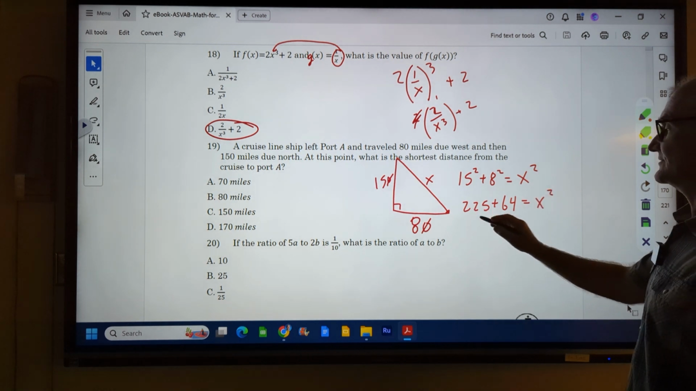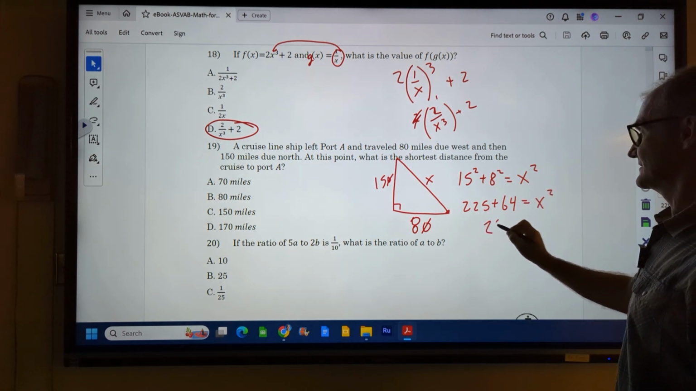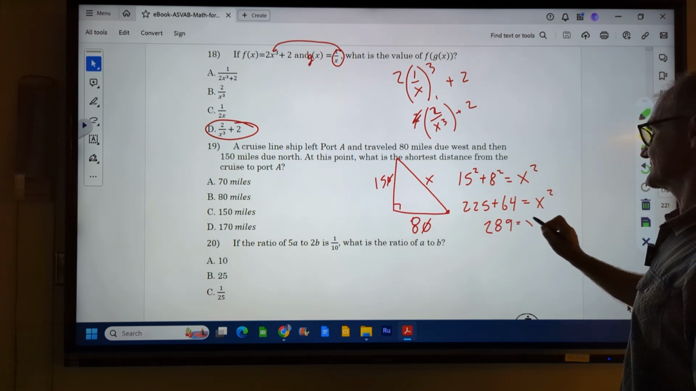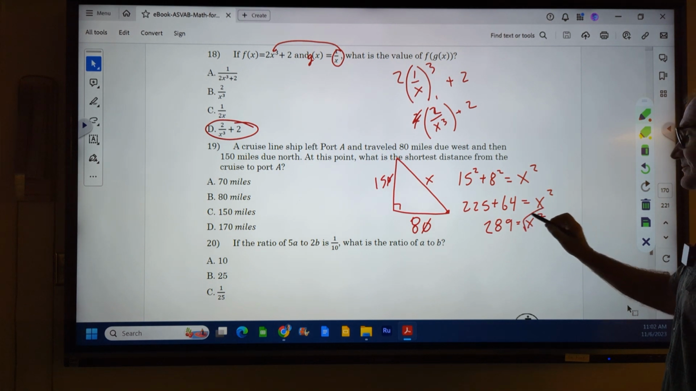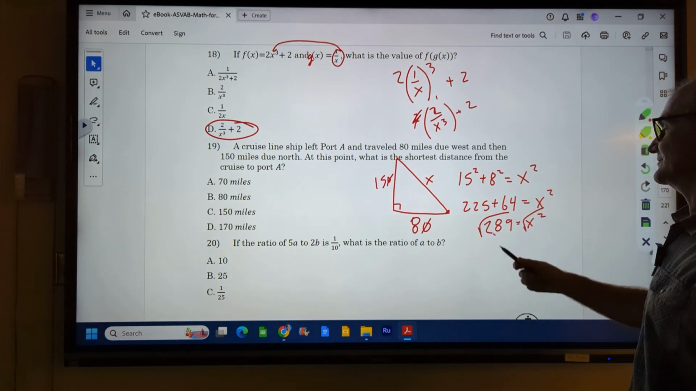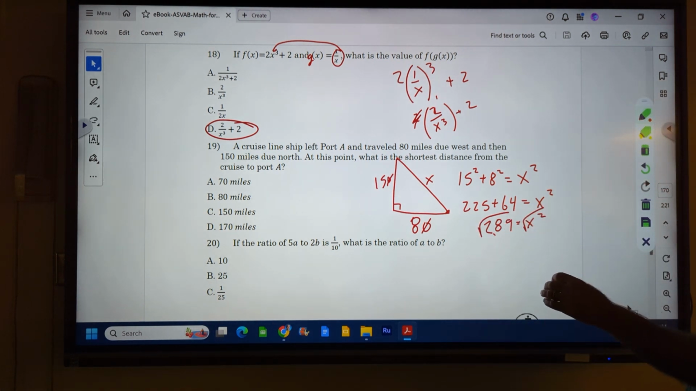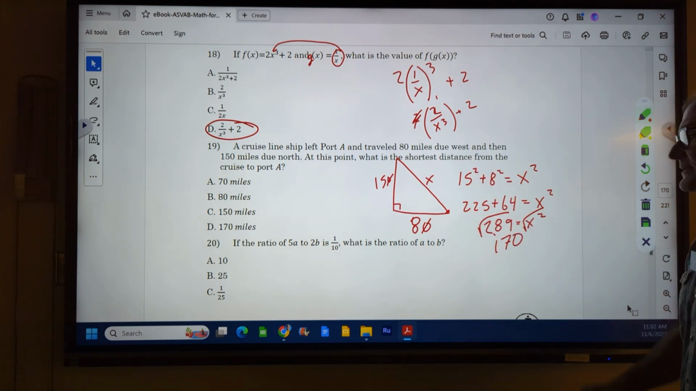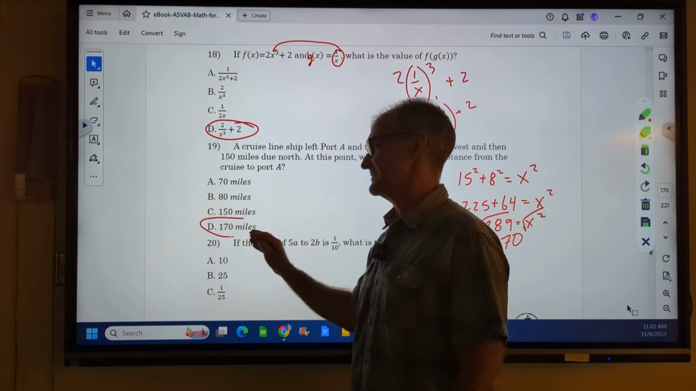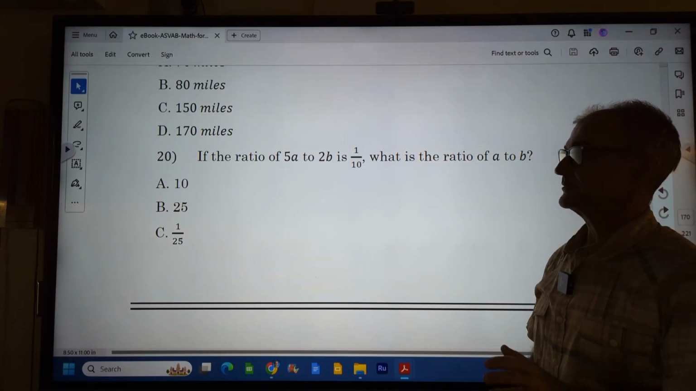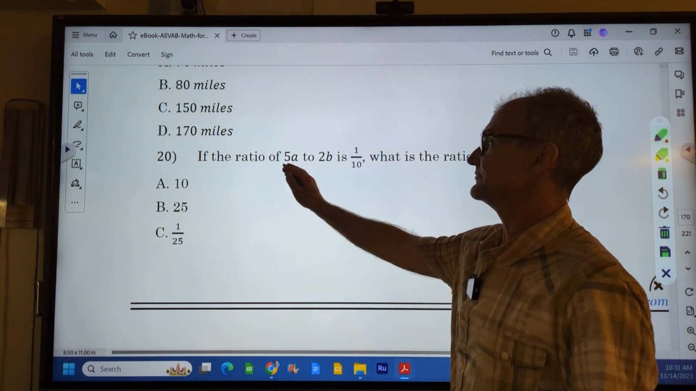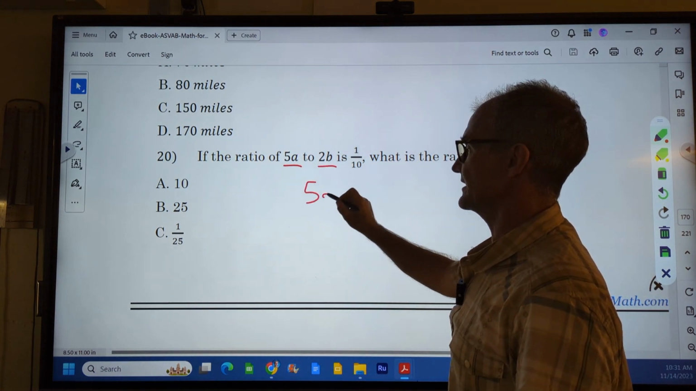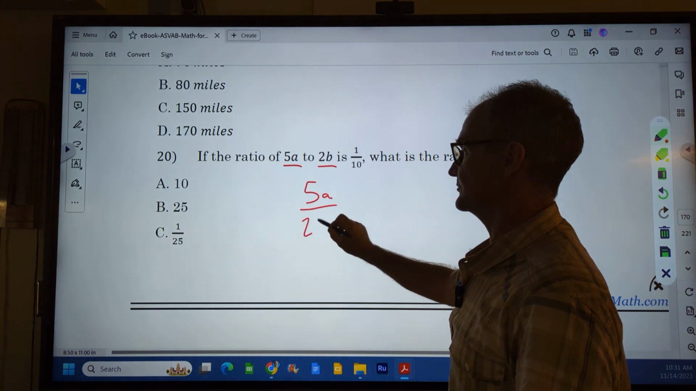I add those together, 289, is that right? Equals x squared. And then square root of both sides, I guess square root of 289 is 17. It is. That's 17. Remember, I dropped the zeros, add it back on. Correct answer, answer D.